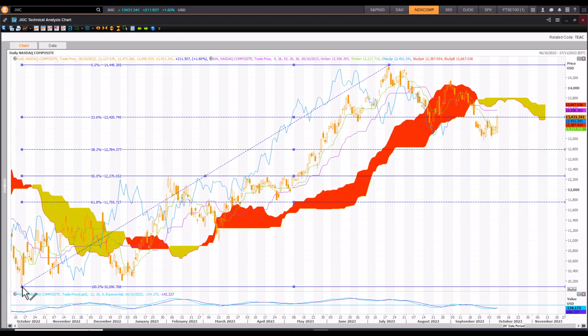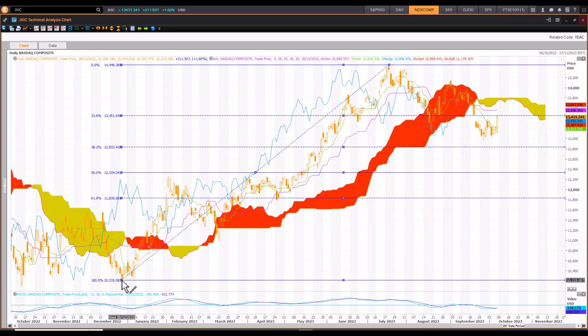Now if we're going to move this low to this one, and that high, we can see this is also 26 and 38, just a pinch between those two support zones. And you can see how this 38% retracement 12835 corresponds well with the bottom in the cloud there. So that's another support zone to keep in mind.